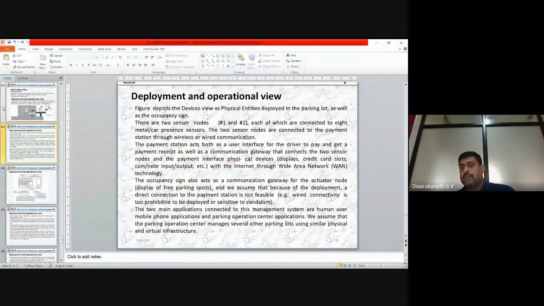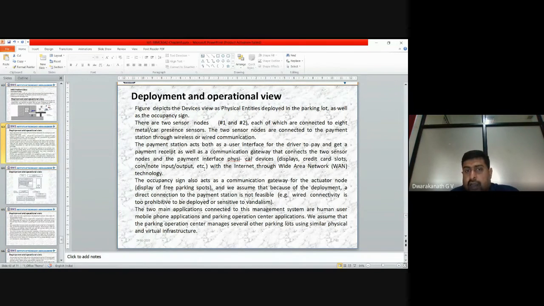And whenever a driver comes there, the driver pays, either by card or whatever type of payment he will do, and gets a payment receipt. There is also a communication gateway that connects the two sensor nodes and the payment interface physical devices. So displays, credit card slots, 100% it should be there. Coin and note input and output, etc., with the internet through a wide area network. 100% the payment system should connect to the credit card network, so we need the internet connected via WAN. So that should be there.